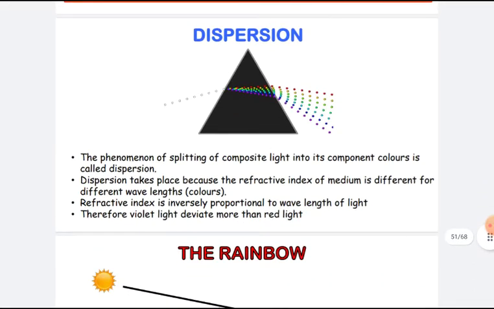Dispersion. The phenomenon of splitting of composite light into its component colors is called dispersion. The dispersion takes place because the refractive index of a medium is different for different wavelengths, that is, colors. The refractive index is inversely proportional to the wavelength of light. Therefore, the violet light deviates more than red light.